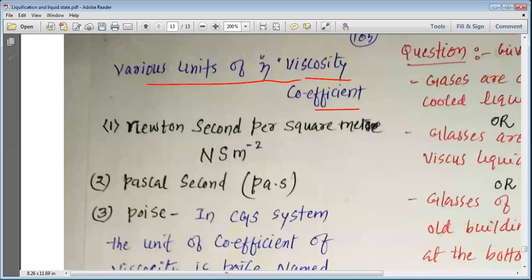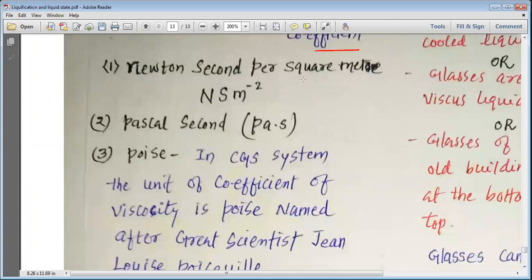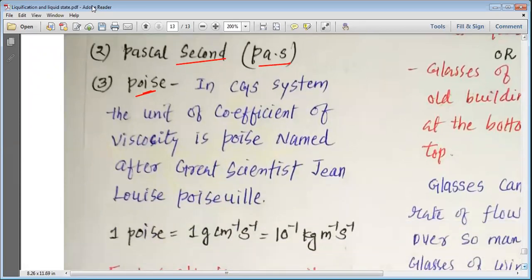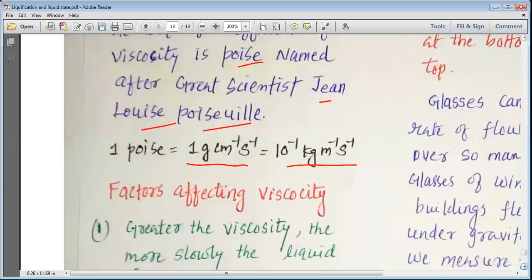We have seen these various units. Let us revise them. One is Newton into second per square meter. We have seen Pascal into second. The new unit I am going to introduce now is known as poise. The CGS system unit of coefficient of viscosity is poise, named after the great scientist Jean-Louis Poiseuille. One poise is equal to 1 gram per centimeter per second, and this is the relation that we have seen, that 1 poise is equal to 10 to the power minus 1 kilogram per meter per second.